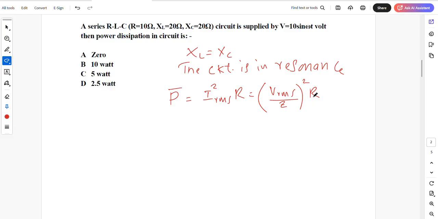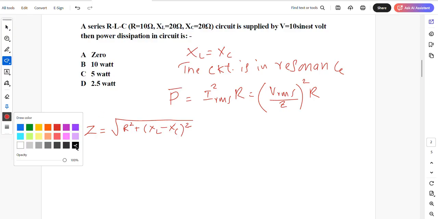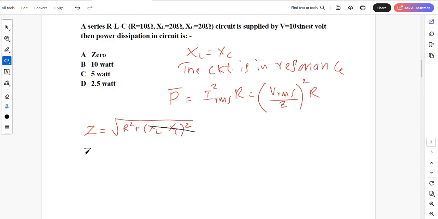Now let us calculate the value of the power dissipated. To calculate it, what exactly are you supposed to calculate? You have to calculate Z. In case of resonance, Z is equal to square root of R square plus XL minus XC, let us say if XL is greater than XC. Since XL is equal to XC, this gets cancelled. Z is equal to square root of R square, so Z will be equal to R, that is 10 ohm.